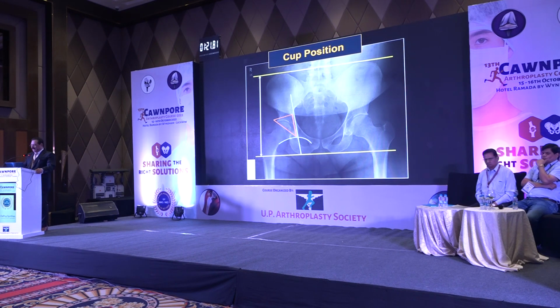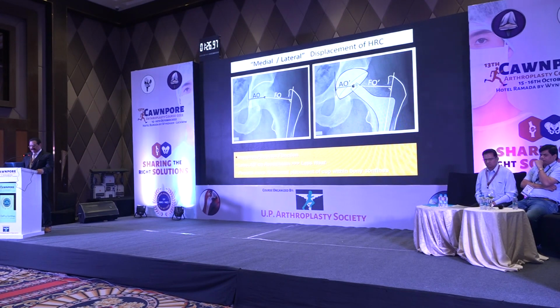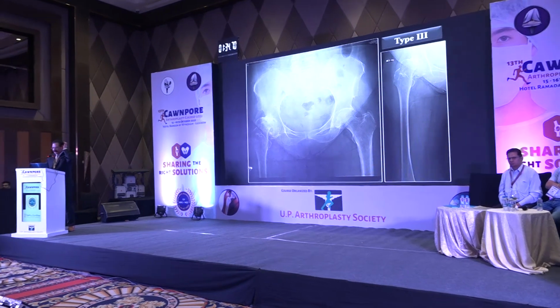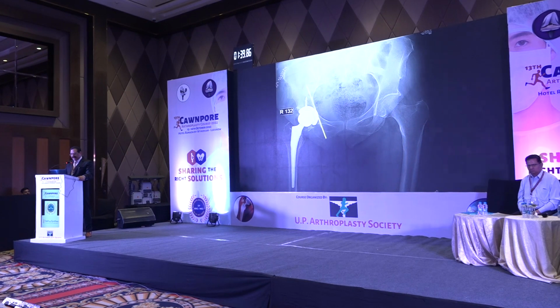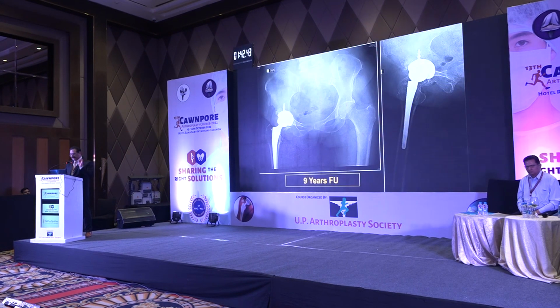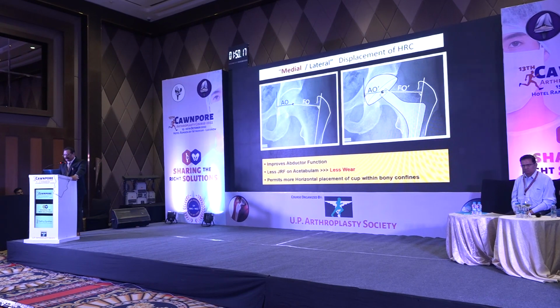Now what are the variations in hip rotation center? It could be medialized. Once it is medialized, the external offset is reduced and the femoral offset improves. So one example, dysplastic hip, lot of osteophytes, slight medialization, and this is 9 years follow-up. So medialization improves the abductor function. There is less wear because there is less joint reaction force on acetabulum, and it permits you more horizontal placement of cup if you desire. It is within bony confines.